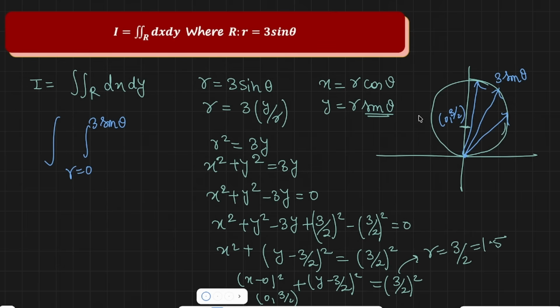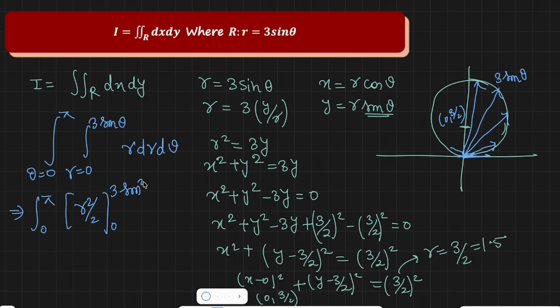Now the task is, what is the angle? The angle starts from 0 and goes up to pi. From here to here, the angle goes from 0 to pi. So theta will be from 0 to pi, and dx dy will be r dr d theta. Now can't you solve this integral? This is very easy. This is 0 to pi. Integration of r will be r square by 2, from 0 to 3 sine theta, and this will be d theta.